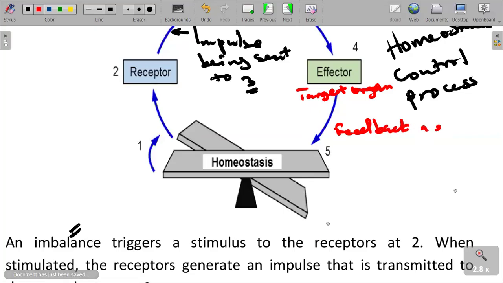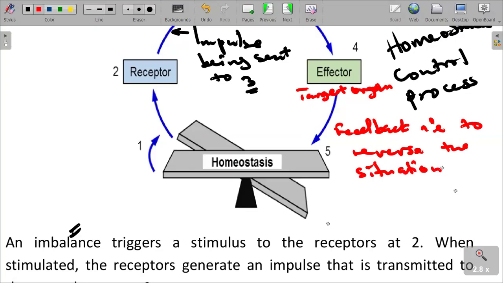What is the feedback? The feedback is to reverse the situation. Reverse the what? The situation. That is what I want you to take note of. So at stage 5, we are already having the balance being restored.